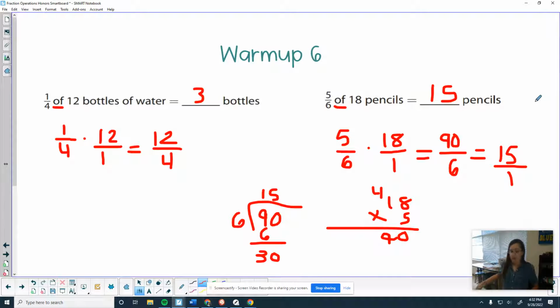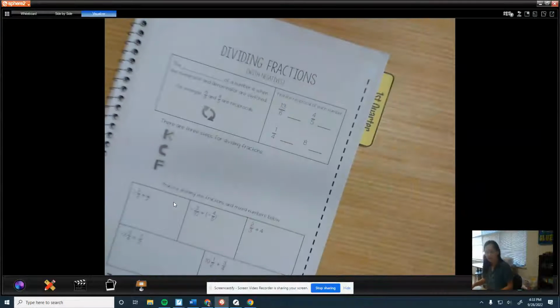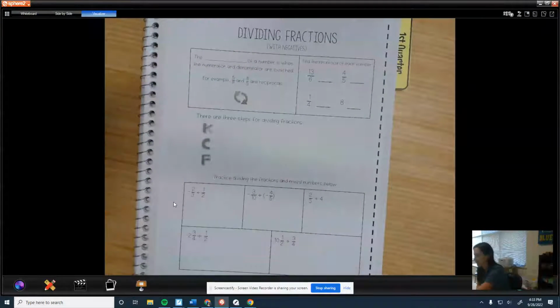All right, you can put all your papers in your folder, and then take out your notebook and open to the dividing notes. And we're gonna just fill in the top part of the dividing ones. So yesterday, if you weren't here yesterday, make sure you get these filled in. We filled in the top of the multiplying ones yesterday. Now let's look at the dividing ones.